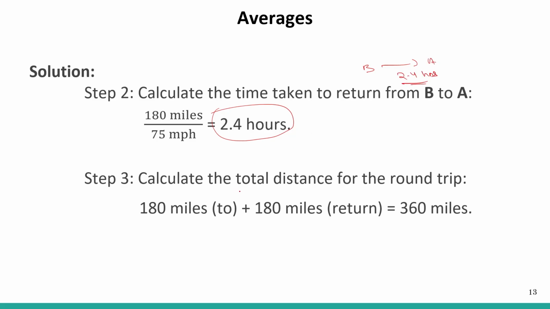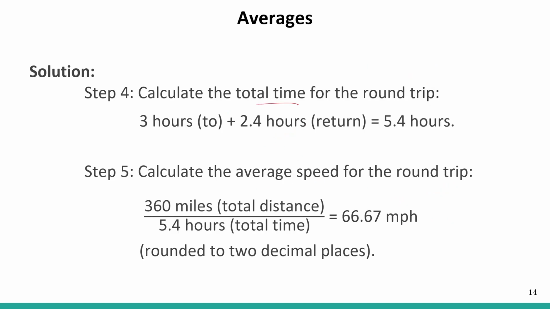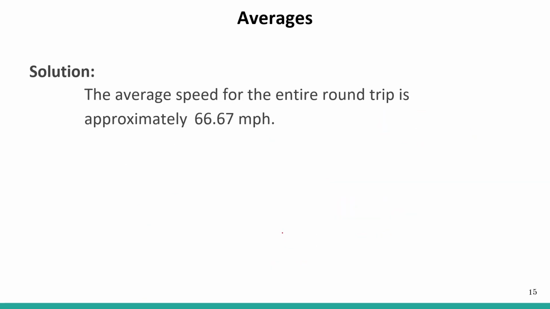So calculate the total distance for the round trip. So 180 miles plus 180 miles is equal to what? 360 miles, right? So calculate the total time for the round trip. So 3 hours plus 2.4 hours is equal to what? 5.4 hours. So calculate the average speed for the round trip. So 360 miles by 5.4 hours is equal to what? 66.67 miles per hour, rounded to 2 decimal places. So the average speed of the entire round trip will be 66.67 miles per hour.